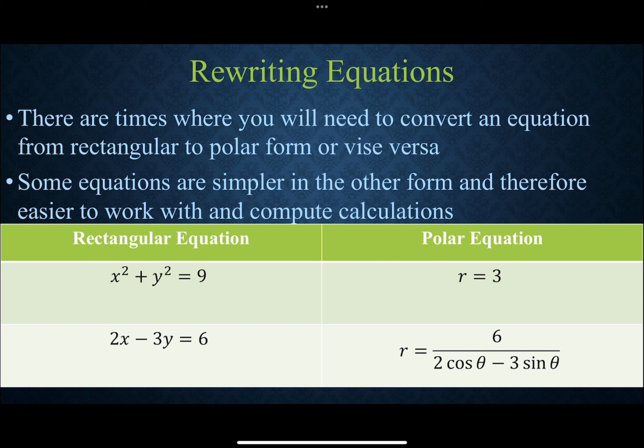This first example here, x squared plus y squared equals 9, is a circle of radius 3 centered at (0, 0), but the polar equation r equals 3 is the exact same thing. As you can see, that's clearly a much simpler equation. r equals 3 is much easier than x squared plus y squared equals 9. Whereas the linear equation, 2x minus 3y equals 6, is equivalent to r equals 6 over (2 cosine theta minus 3 sine theta). Obviously, the polar form of that linear line is much more complicated.